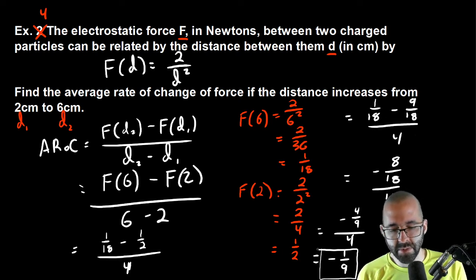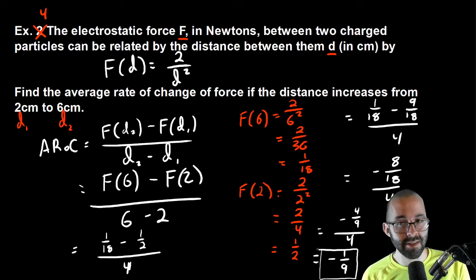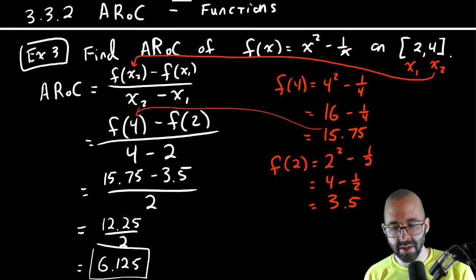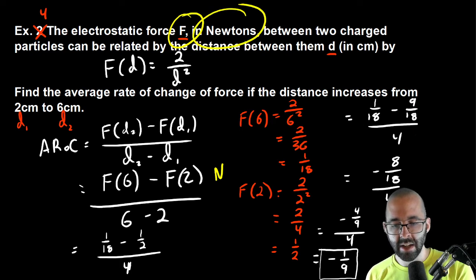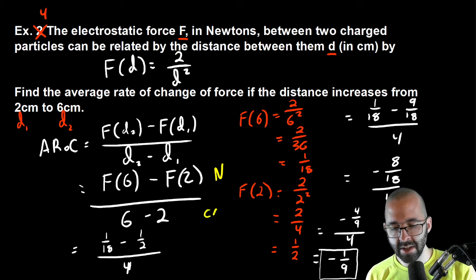Let's do one more. Oh, I missed the units. The units on the top, these are forces, right? The force is in newtons. And again, whenever you have units, you include them. Like in this one, we didn't have any units, so we didn't include them. This one we do. Units on top, that's force, F in newtons. Units on the bottom, these are distances. Distances are given in centimeters. So this is going to be negative 1/9 newtons per centimeter.